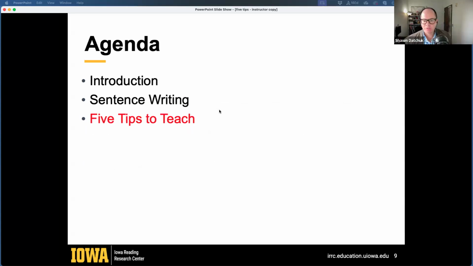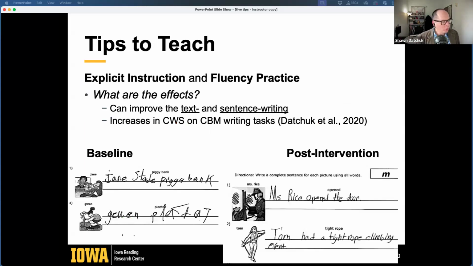Okay, so if sentence writing is important overall to, let's say, the cognitive and then also the writing benefits of overall writing production, what can we do as educators to teach it? Well, here are 5 tips. Before we get into that, here's what we tend to see.